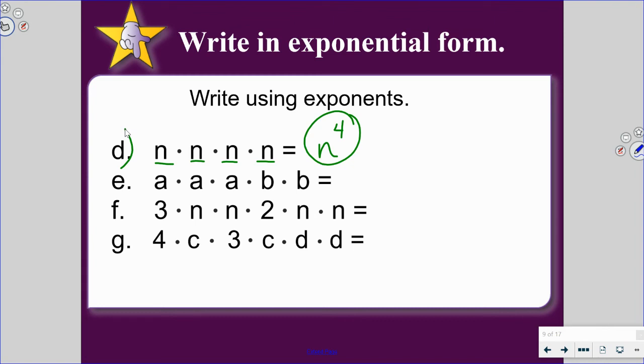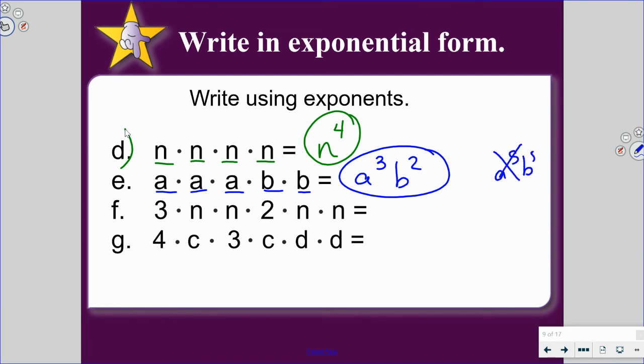For part E, I see both A's and B's multiplied repeatedly. Now in this case, A is multiplied by itself 3 times, and B is multiplied by itself 2 times. Now you cannot put those together because one's a missing value A and one's a missing value B. So you can't sit there and write A to the fifth. No, we're not multiplying. Okay, B to the fifth. No, we're not multiplying. We can only simplify it and rewrite it as A to the 3rd power, B to the 2nd power.